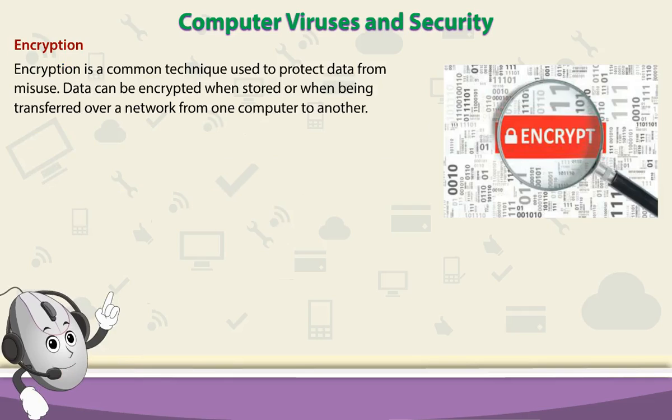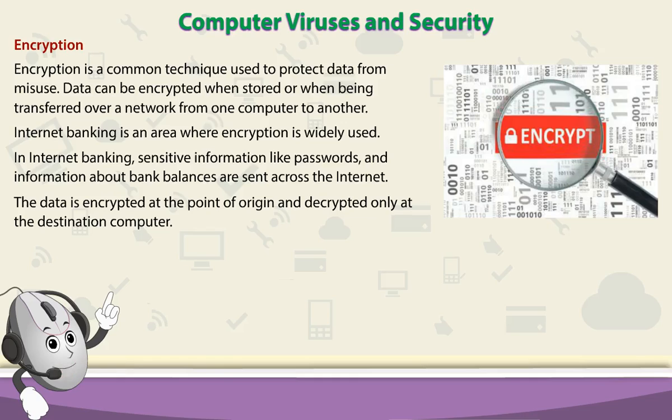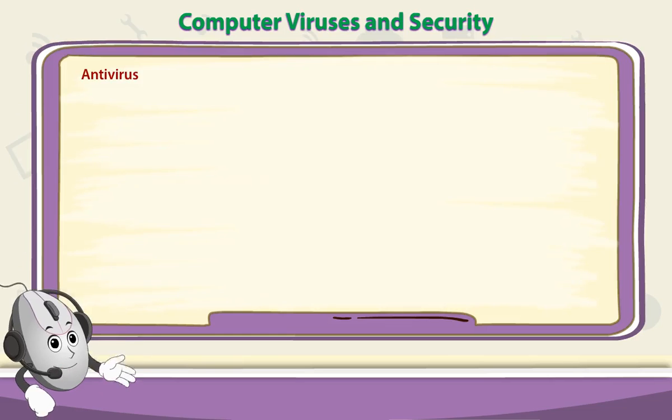Encryption is a common technique used to protect data from misuse. Data can be encrypted when stored or when being transferred over a network from one computer to another. Internet banking is an area where encryption is widely used. In internet banking, sensitive information like passwords and information about bank balances are sent across the internet. The data is encrypted at the point of origin and decrypted only at the destination computer. So, even if someone gets access to it, he or she will not be able to understand it.